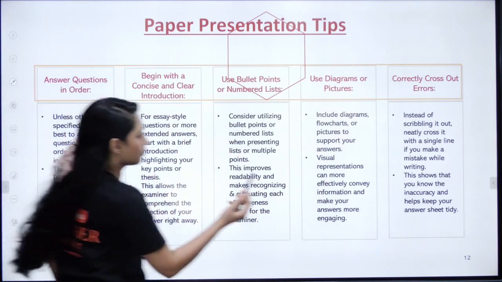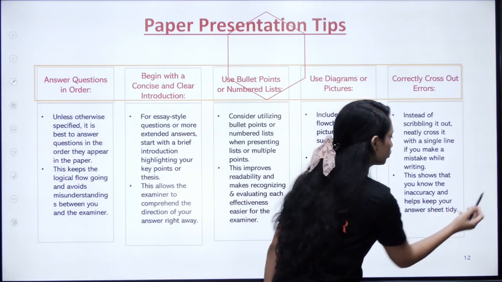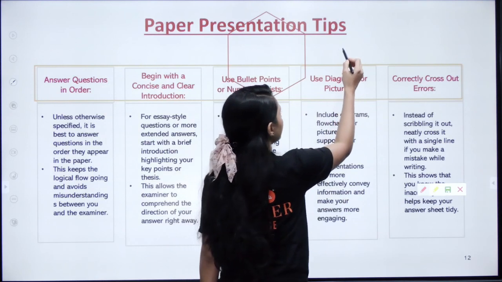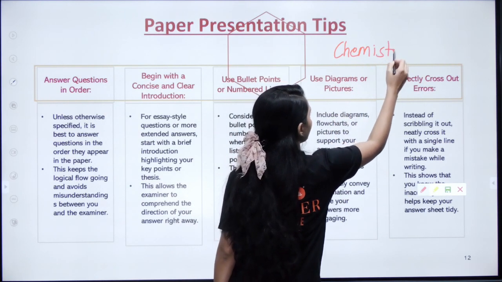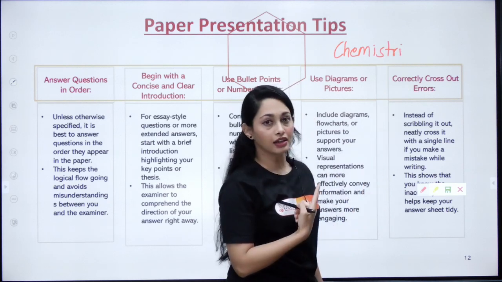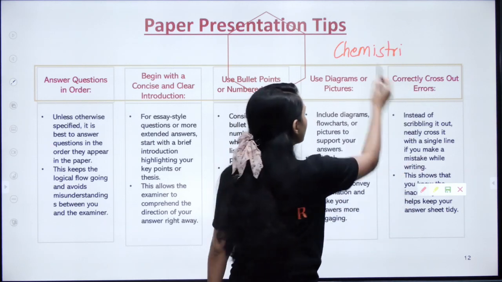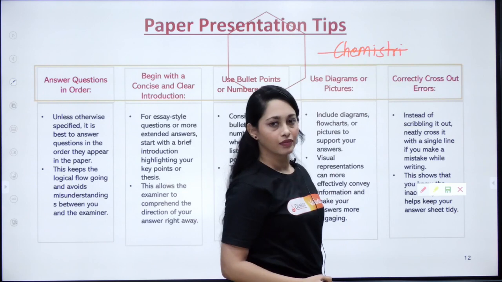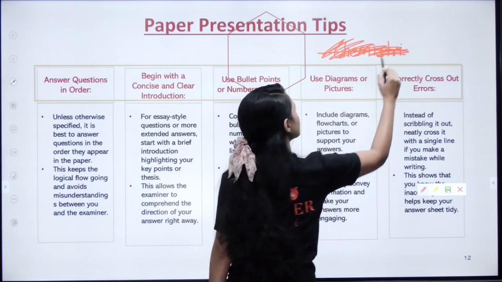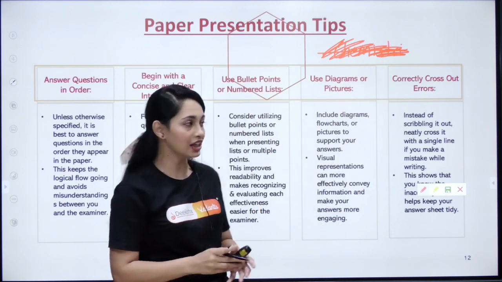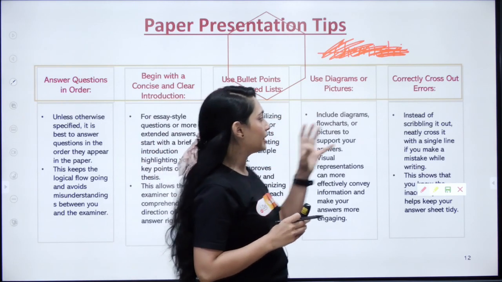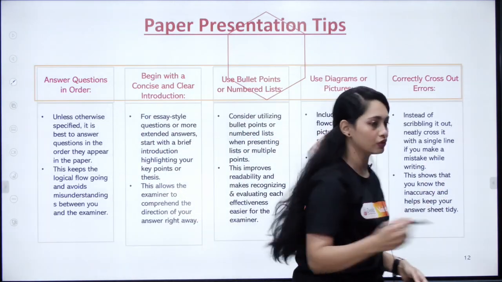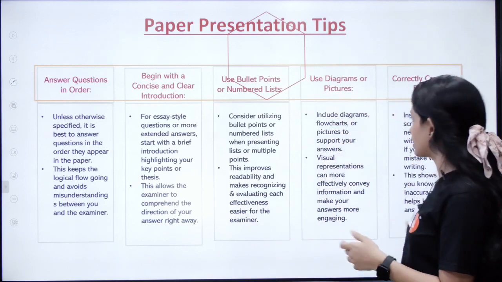Many of us are going to make this mistake. For example, see here, chemistry. I am writing this, but I have written the spelling wrong. So just do this. Rather than scribbling in the answer sheet, don't do this. Just a line is enough. So correctly cross out all the errors. These are some additional tips that you can follow.